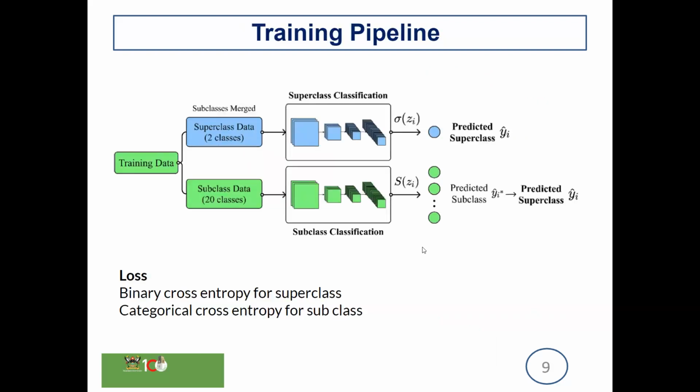Their training pipeline essentially looks like this, and it depends on what classification they're doing. If it's superclass classification, they merge the subclasses into these 2 superclasses, and then take that to the model architecture. At the output, they have a sigmoid because it's a binary classification. For the subclasses, it doesn't differ that much, just that you have multiple classes. You take those subclasses into your architecture, and at the output, you have a softmax to implement the categorical classification with multiple classes. For the loss function, they use binary cross entropy for the superclass and categorical cross entropy for the subclass.